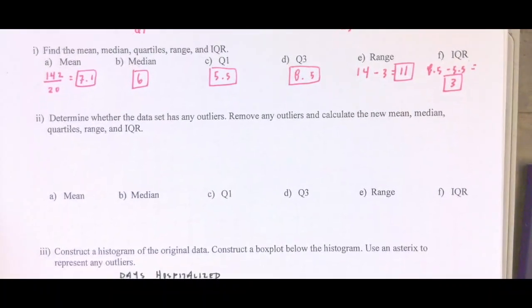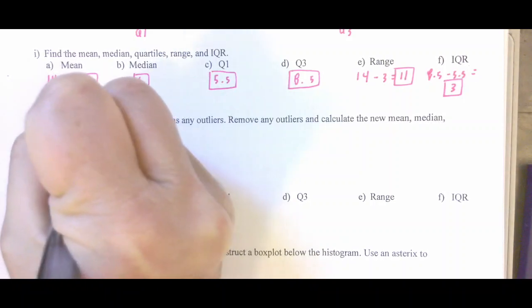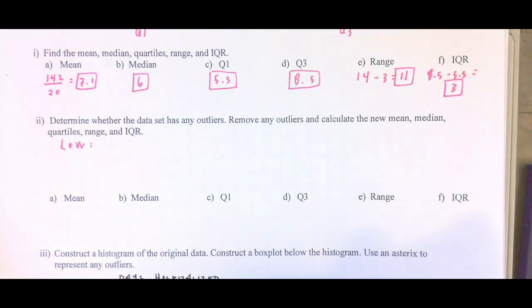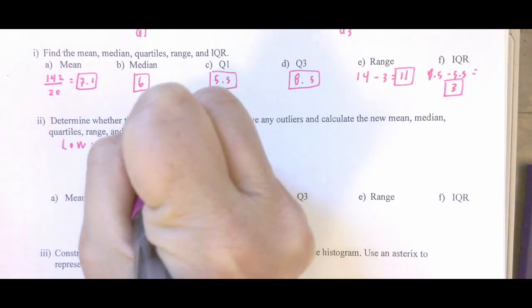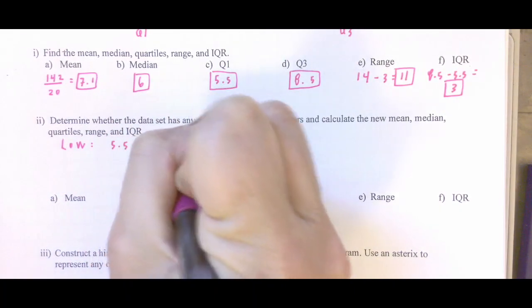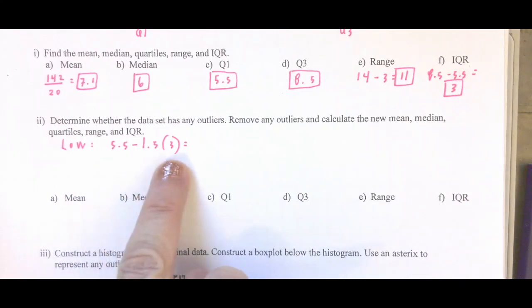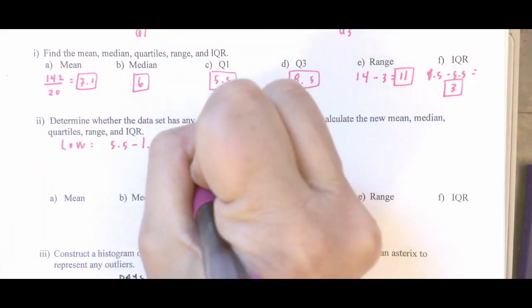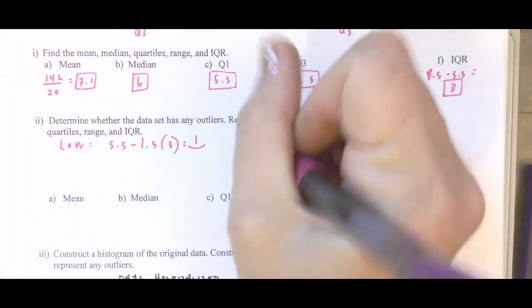Let me slide this up. So I'm looking at that lower boundary. I'll just say low here. So I'm looking at that Q1, 5.5, minus 1.5 times the IQR of 3. And 5.5 minus 4.5 is 1. So any data point below 1 would be an outlier.